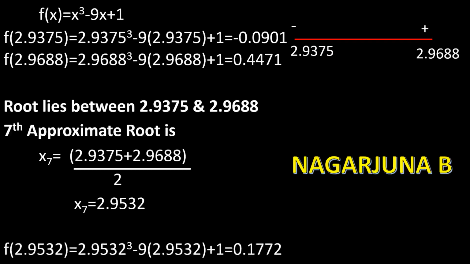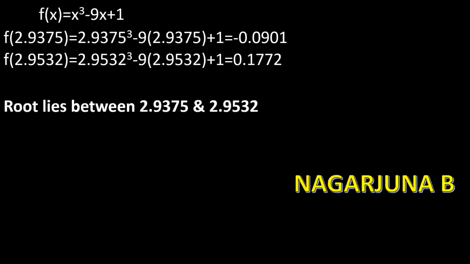It is equal to 0.1772. That is, we have found a new root between 2.9375 and 2.9688, and that new root is 2.9532. For this one, that is f of 2.9352, we have got a positive value, which is 0.1772. Now the root lies between where? Between 2.9375 and 2.9532. Still it is correct up to 1 decimal place only. That means again you need to repeat the step.